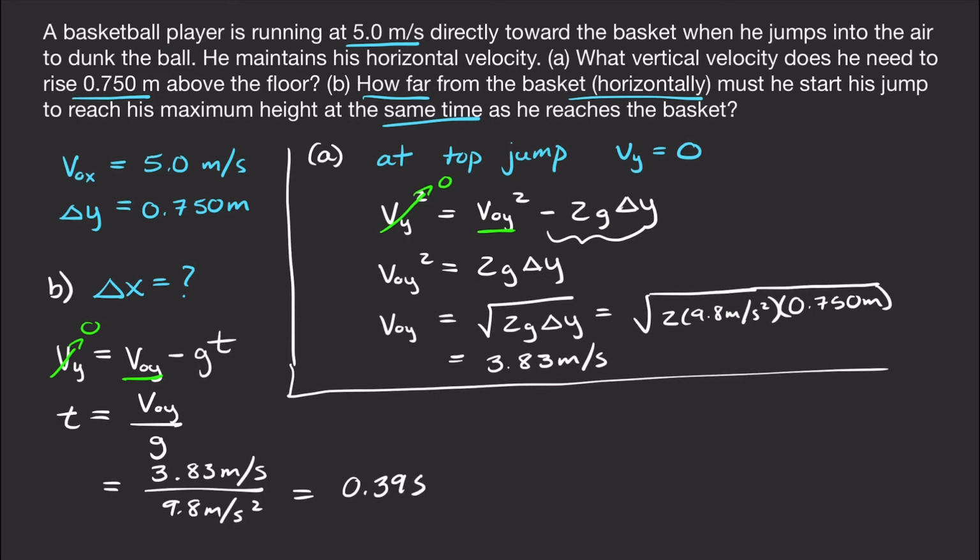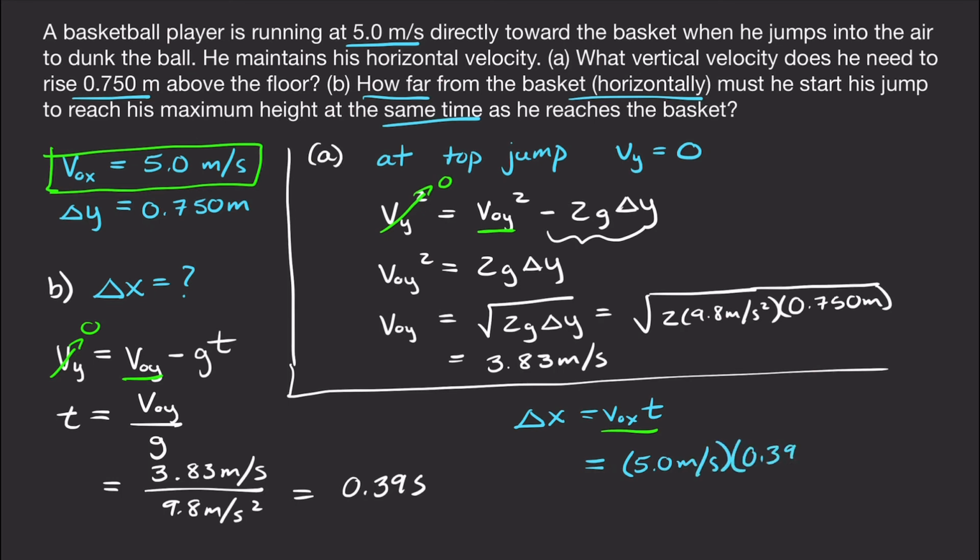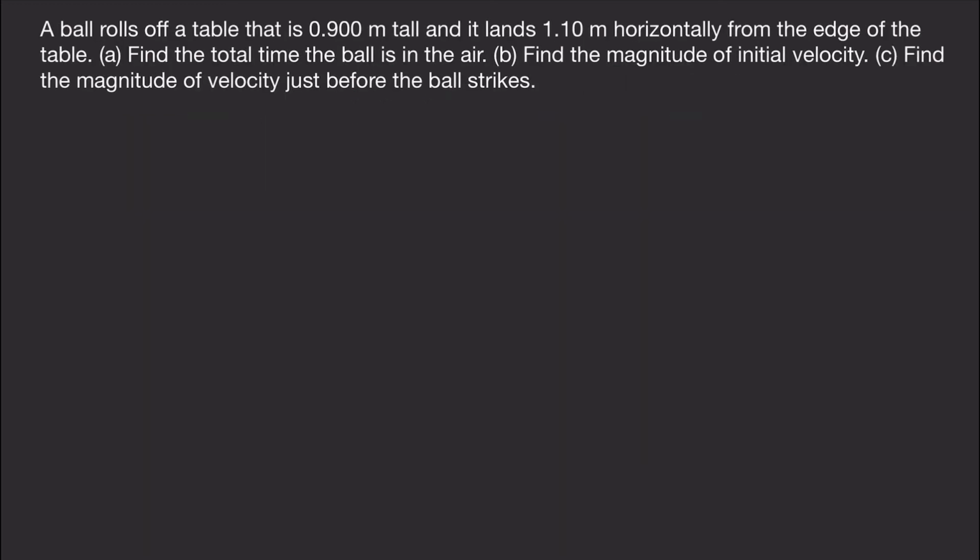Now that I know time, there is only one kinematic equation that gives me anything in the x direction. Delta x equals V naught x times time. It gave me V naught x in the very beginning, and now that I have time, I have everything I need to solve for delta x. So plug in 5 meters per second times 0.39 seconds. And I find that he needs to jump when he is 1.95 meters back.